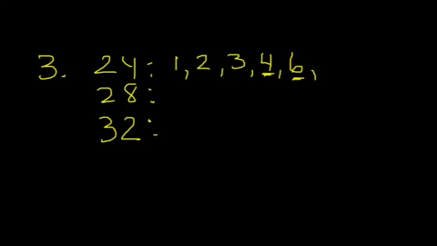So I'm done finding my partners. I just need to find the rest of them. 3's partner is 8. 2's partner is 12. And 1's partner is 24. And then I'm finished with that one.